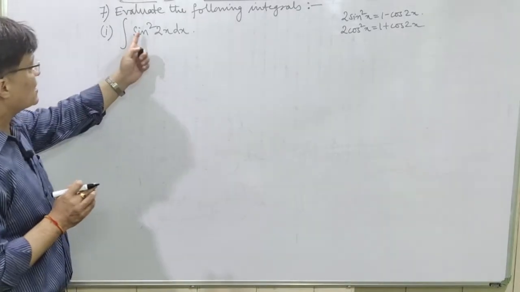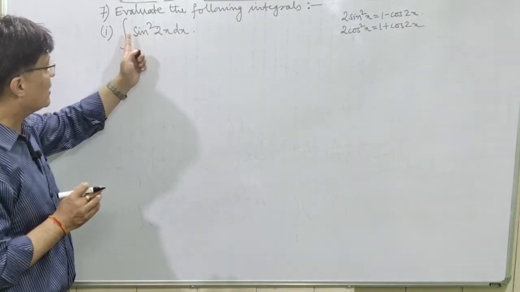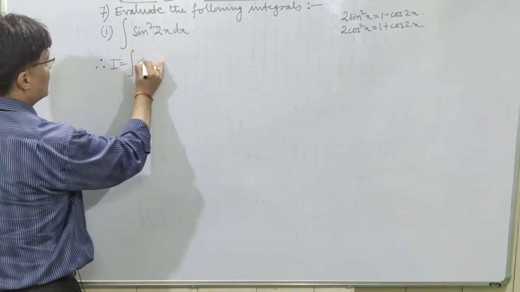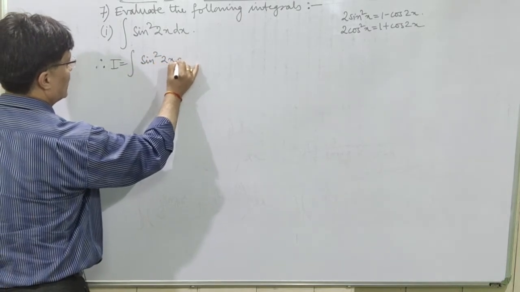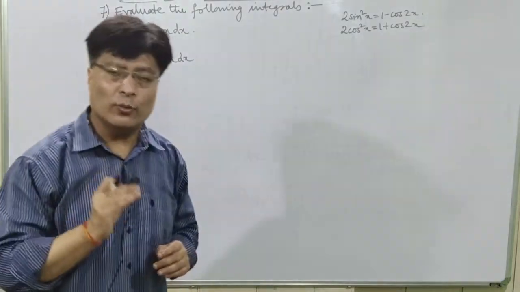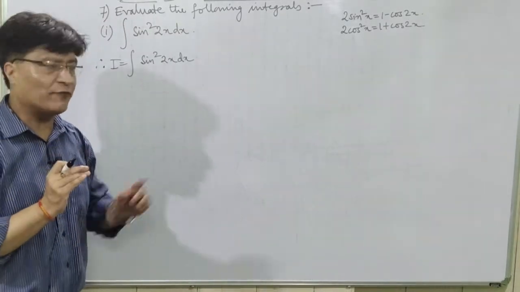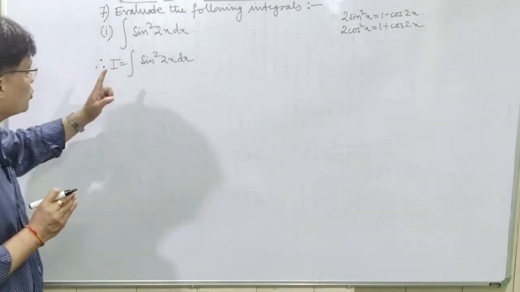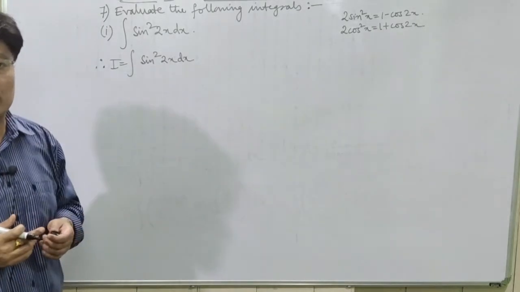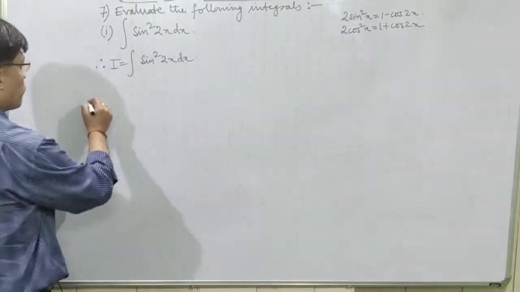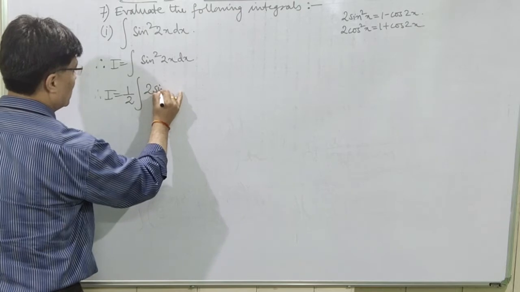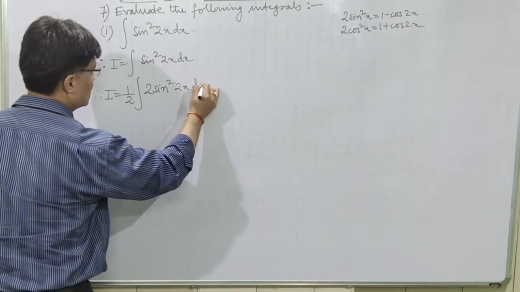Okay. Now in this case, sine square 2x is given. You have to integrate sine square 2x. So first of all, let us write I is equal to integration of sine square 2x dx. Now this is sine square form. I just told you that whenever there is sine square, you have to use the formula of 2 sine square x. But there is no 2 out here. You have to multiply and divide it by 2. So therefore I is equal to half integration of 2 sine square 2x dx.